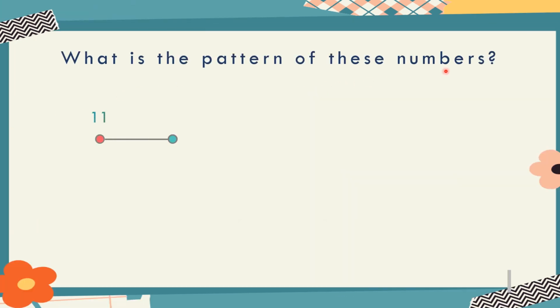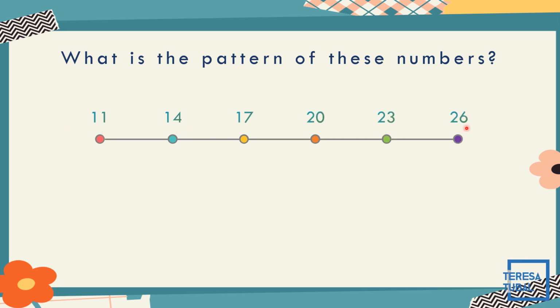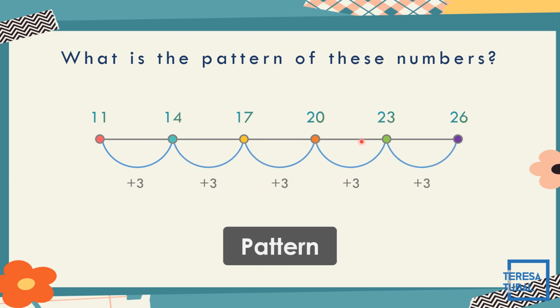So what is the pattern of these numbers? 11, 14, 17, 20, 23, and 26 is a sequence. And what could be the pattern of the sequence? What could be the number to be added or subtracted to make it 14? That is 3. So 11 plus 3 is 14, plus 3 is 17, plus 3 is 20, plus 3 is 23, plus 3 is 26. So the pattern of this sequence is 3.